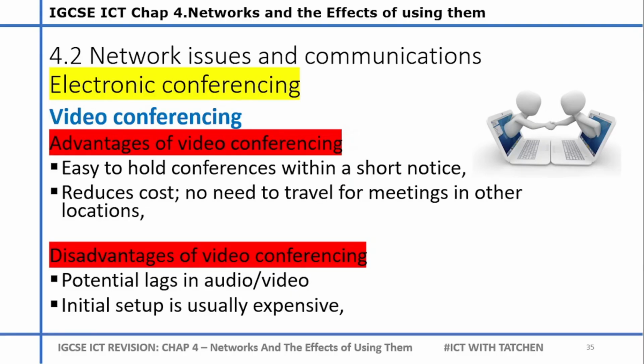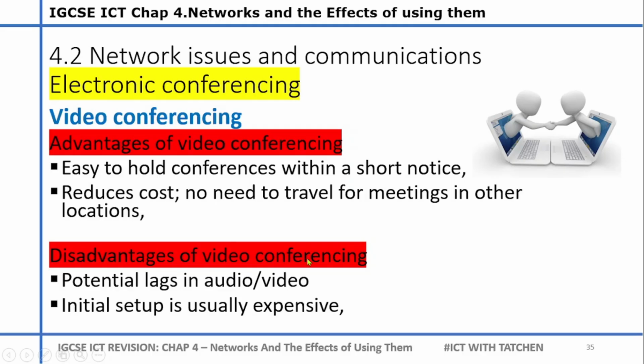Advantages of video conferencing is that it's easy to hold conferences within a short notice. It also reduces costs, with no need to travel for meetings in other locations. You can just email somebody, "I want to have a chat with you, a brief meeting, just 5 minutes." Good. So in less than no time you have your meeting and it's over. You don't need to travel from one place to another.